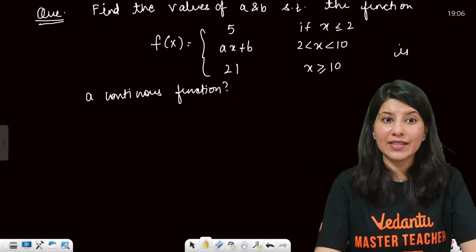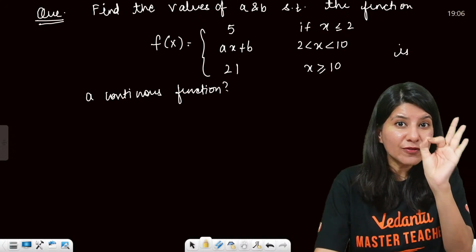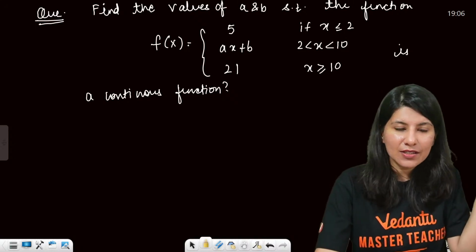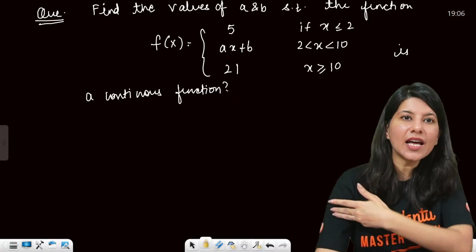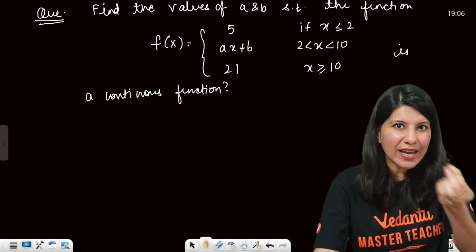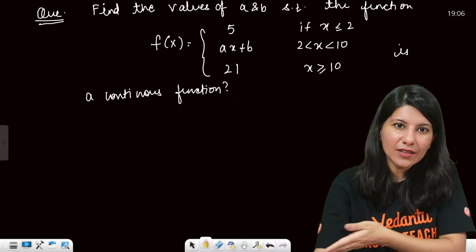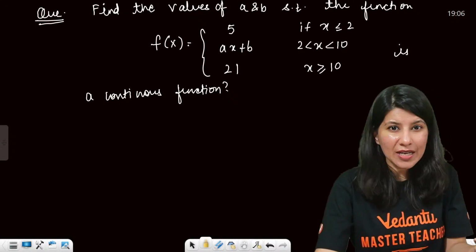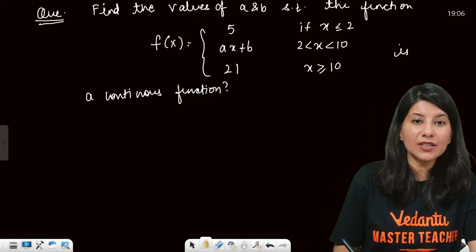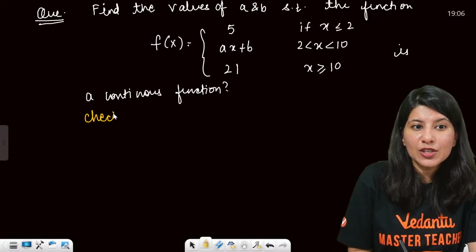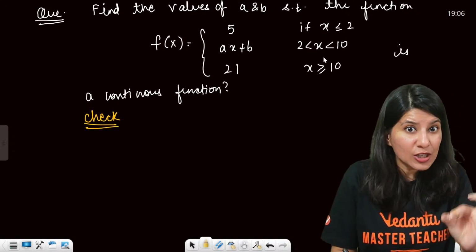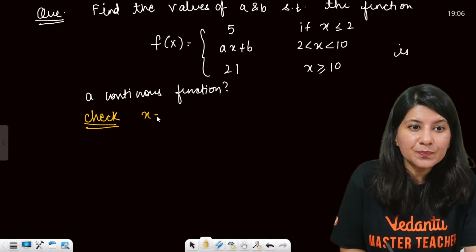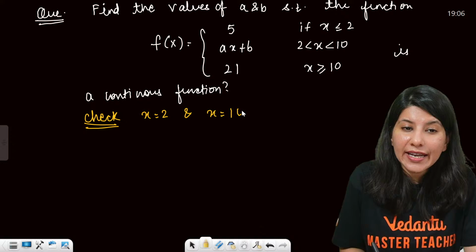So now we have to analyze what the doubtful points are. Obviously, there is the complete number line with infinite numbers on it. Can I check the continuity at each and every point, at x equals 1, 1.1, 1.2? No, there are so many numbers. I have to pick the doubtful points. So we are going to check the continuity of the function where the function is breaking. The function is breaking, can you see, at x equals 2 and 10, right?